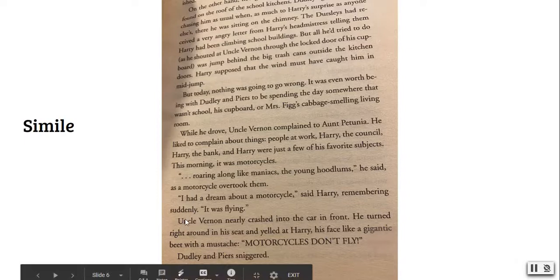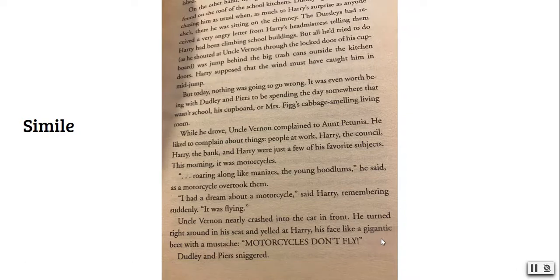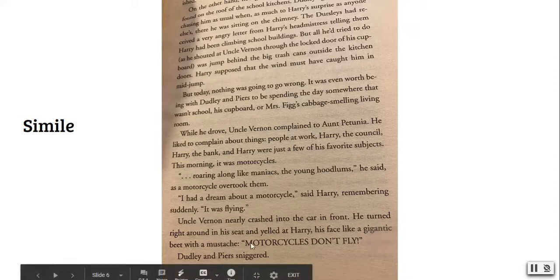And we have Uncle Vernon. He's driving. Uncle Vernon nearly crashed into the car in front. He turned right around in his seat and yelled at Harry, his face like a gigantic beet with a mustache. Well, his face is not really a beet, right? It's still a face, but we can infer that it's turning red with anger, hence the face like a gigantic beet with a mustache. So very powerful simile there.